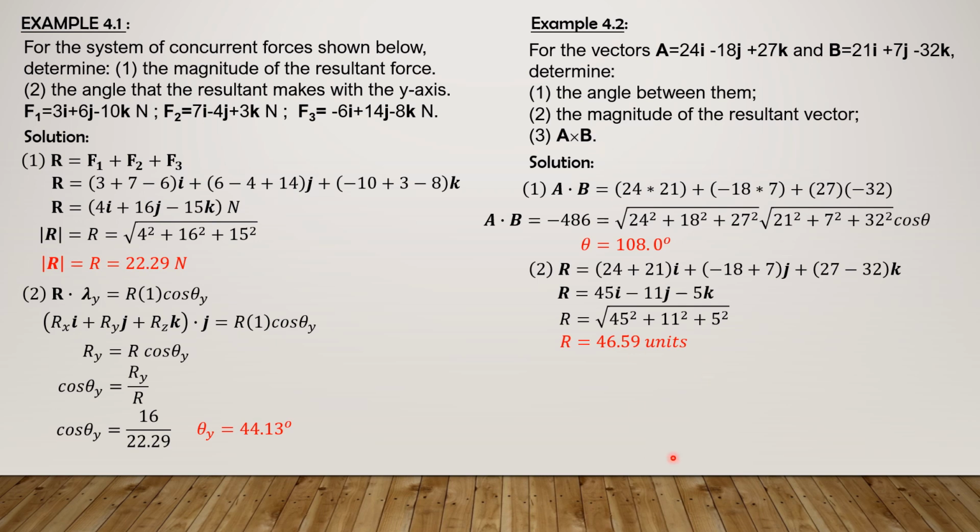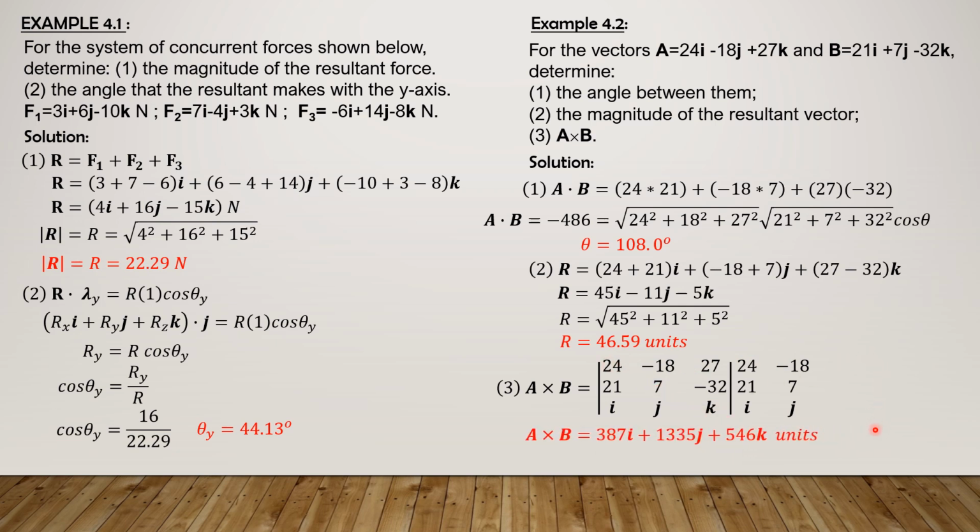And finally, A cross B is simply obtained by arranging the first vector, then second vector in matrix form, and evaluate the product. So for i, negative 18 times negative 32 minus quantity 7 times 27 i. And then for j is 27 times 21, then minus negative 32 times 24, then for k, 24 times 7, then minus 21 times negative 18, and the result is 387i plus 1337j plus 546k units.